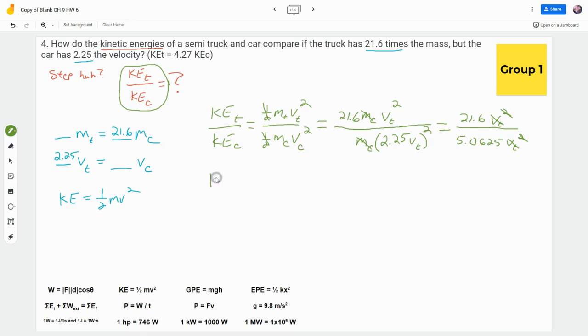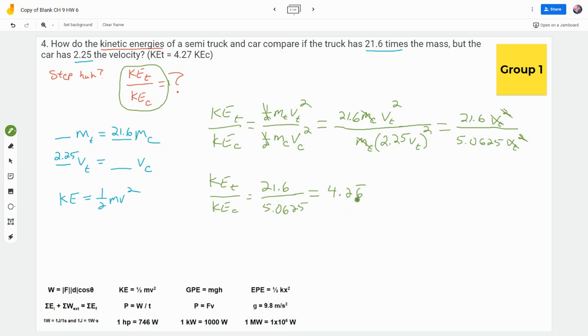So my answer is KE sub T over KE sub C, and what do I have? 21.6 over 5.0625. Okay, well, I'm not going to leave it like that. I definitely want to simplify that. So do 21.6 divided by 5.0625, and I end up with 4.26 repeating is what it looks like.